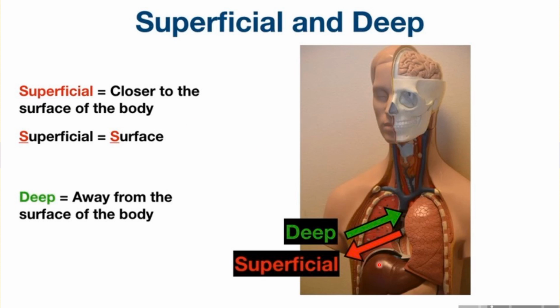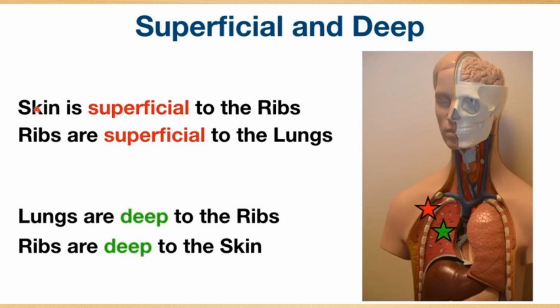So we'll use examples to help us appreciate what we are saying. When we are comparing the skin and the ribs, we know that we encounter the skin before the ribs, and the skin is more superficial to the ribs.